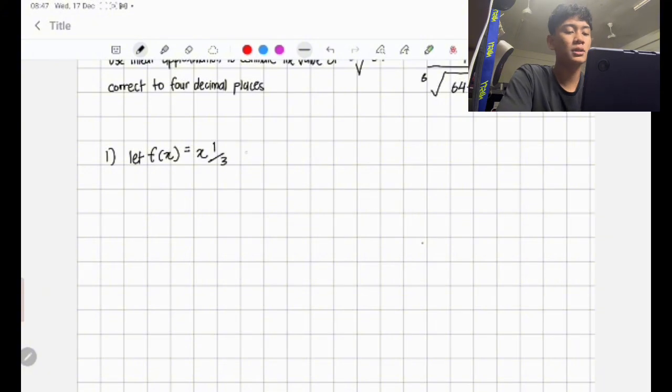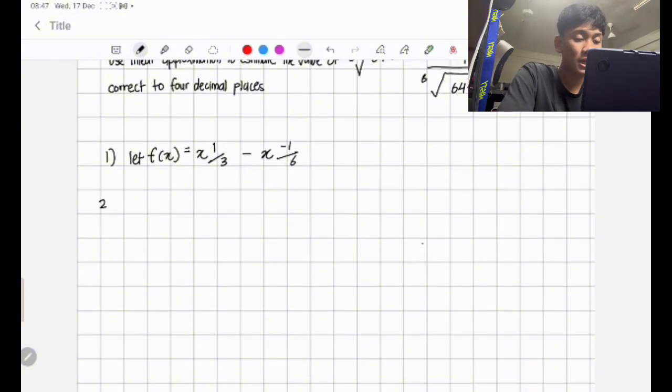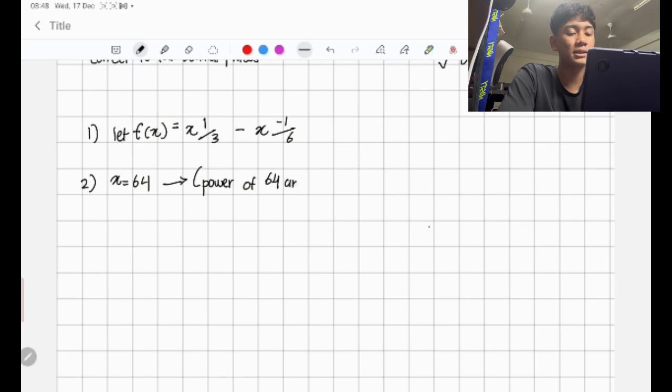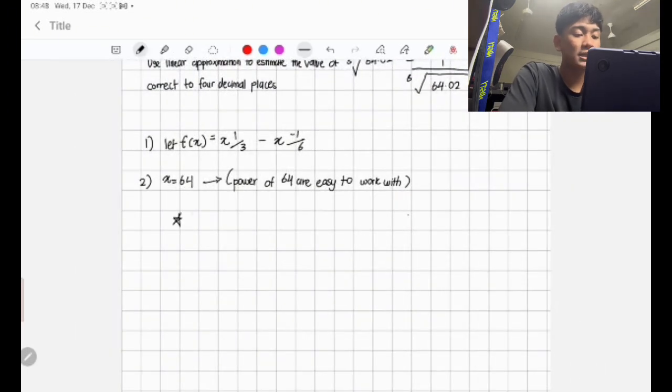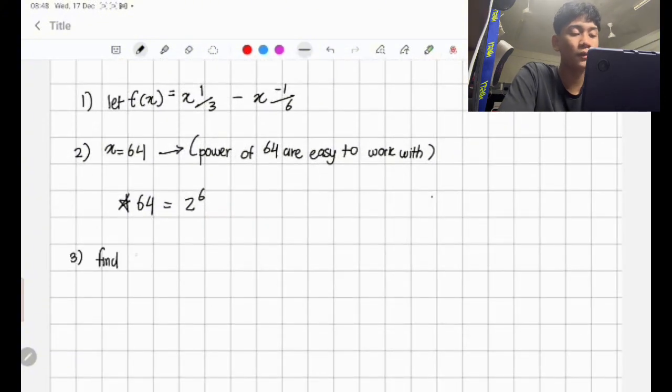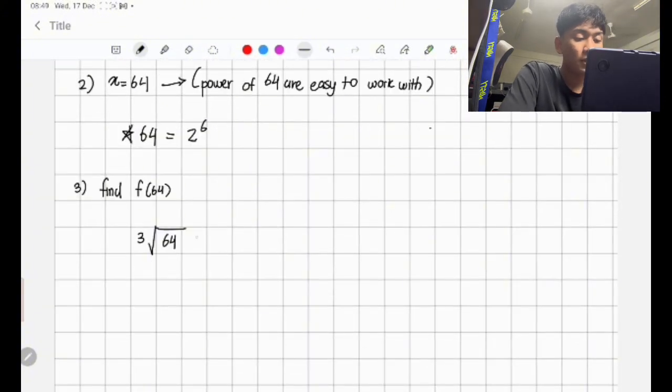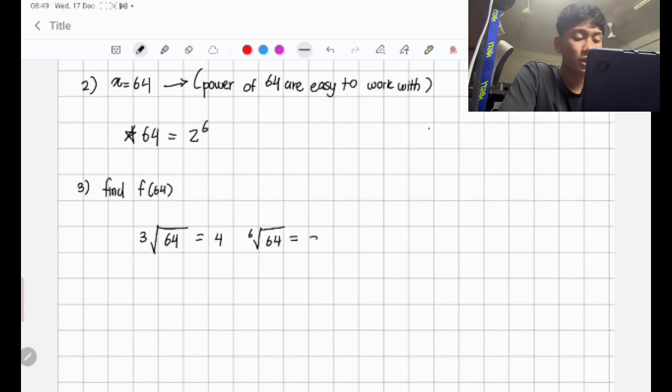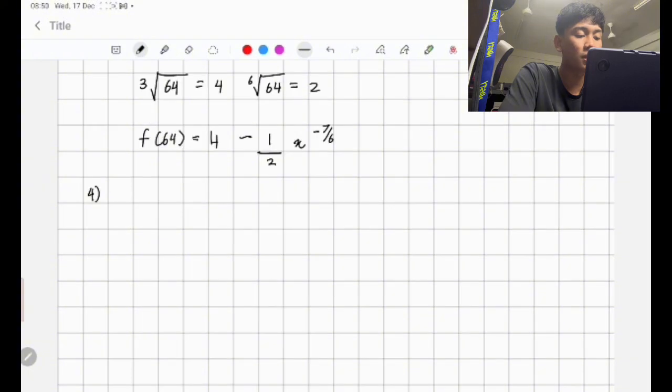First, I define the function. Let f(x) equal x to the power of 1/3 minus x to the power of negative 1/6. Next, I choose a equal to 64 because 64 is a power of 2, which makes the root easy to evaluate. Then, I evaluate the function at x equals 64. So the cube root of 64 is 4 and the sixth root of 64 is 2. So f(64) equals 4 minus 1/2, which is 3.5.